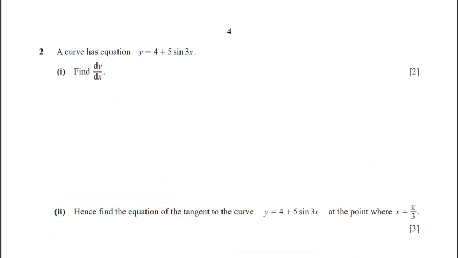Here we have question 2, which involves differential calculus, and we are told that a curve has the equation y equals 4 plus 5 sine 3x. Question Roman figure 1, find dy dx. dy dx means we are required to find the derivative of y with respect to x. Now recall we are given that y equals 4 plus 5 sine 3x.